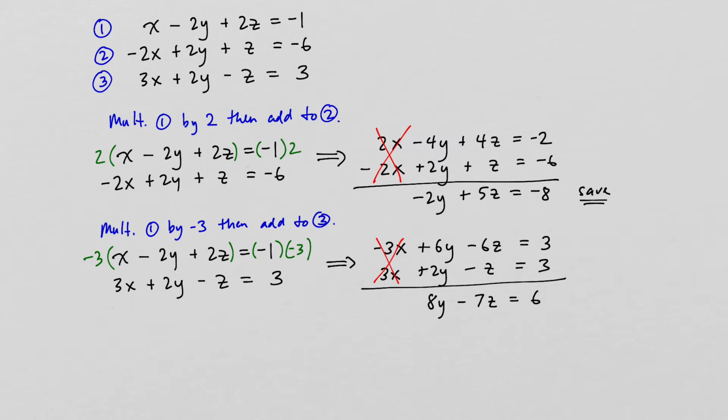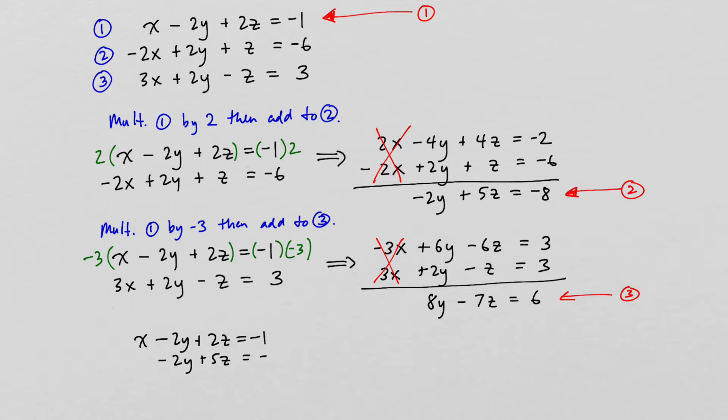So now I'm going to take that first equation and rewrite it, and then this equation here is going to replace equation number 2, and this equation here will replace equation number 3. So from here I get sort of a new system. We have x minus 2y plus 2z is equal to negative 1. We have negative 2y plus 5z is equal to negative 8. And we have 8y minus 7z is equal to 6.